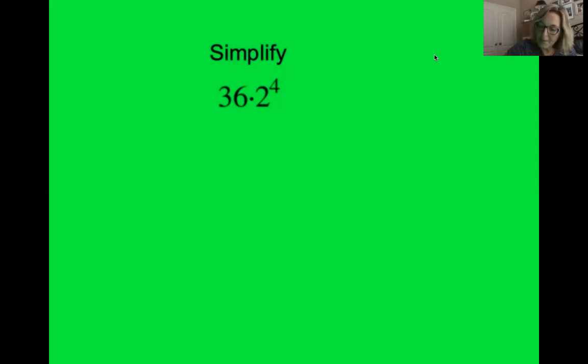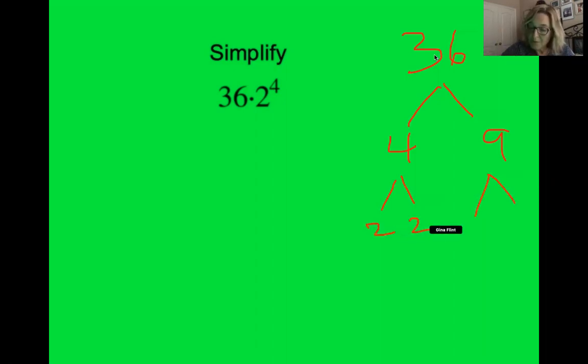Hopefully you might recognize that 36 can be made other ways. So let's think about the number 36. If you remember back in 6th grade when we would do prime factorization, we might think of this as 4 times 9, right? 4 and 9. But you might notice that 4 and 9 are both perfect squares. 2 times 2 is 4, and 3 times 3 is 9. So we could think of 36 as 2 squared times 3 squared.